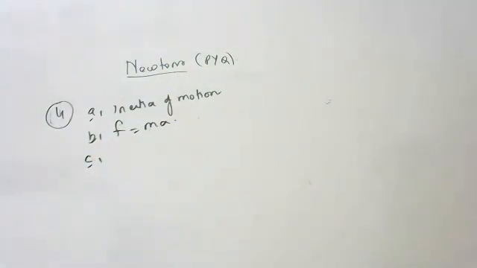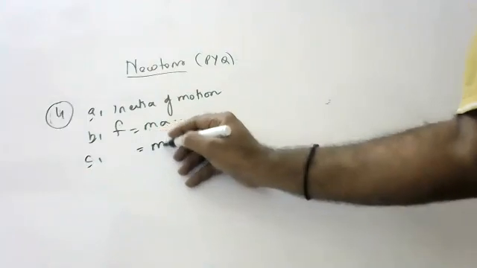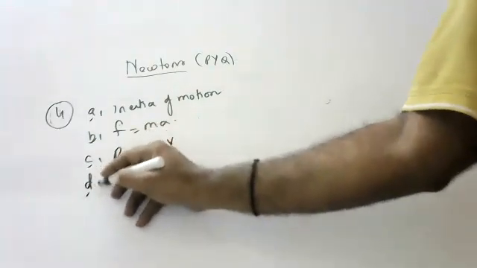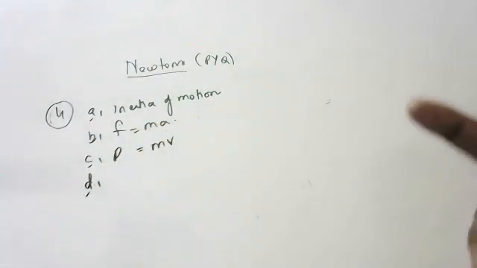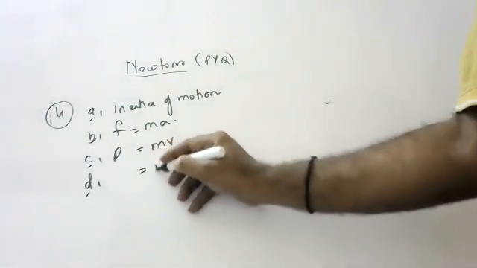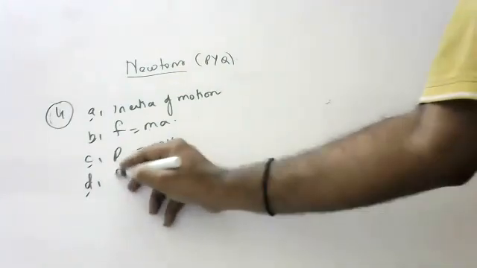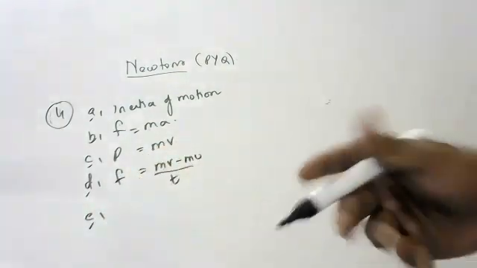Third question, children. What name is given to the product of mass and velocity? Momentum, sir. Momentum. Next one, children. Which physical quantity corresponds to the rate of change of momentum? Force, sir. Force. Force is equal to the rate of change of momentum.